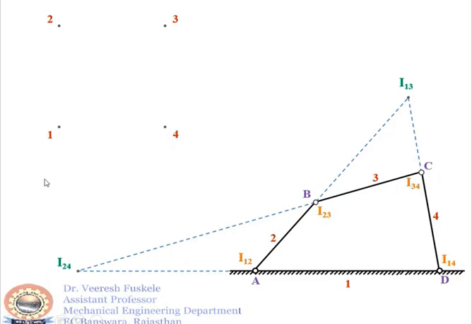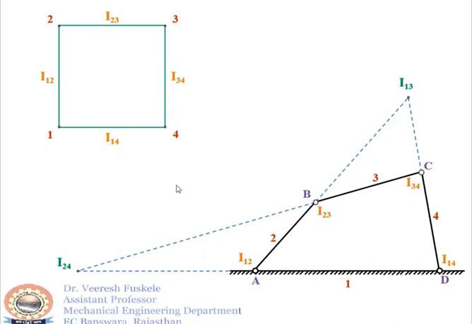And then we have to join the points of which the ICs have been located by inspection by firm lines. As we have located I12, we will join 1 to 2 by a firm line. Similarly, we have located I23 by inspection, so we have joined 2-3 by a firm line. Similarly, for 3-4 and for 1-4. These were the 4 ICs that we located by inspection. So we have joined the 4 sides of the polygon by firm lines.